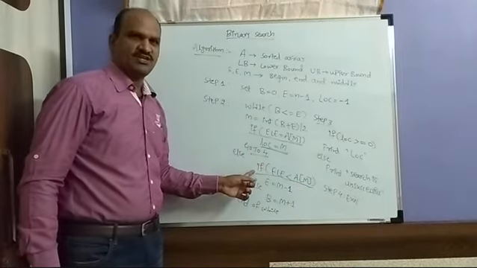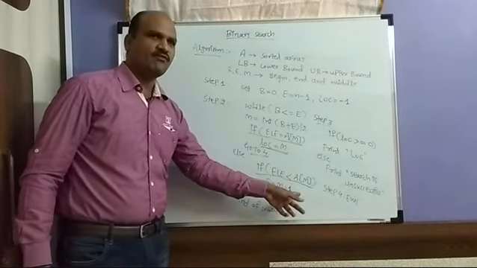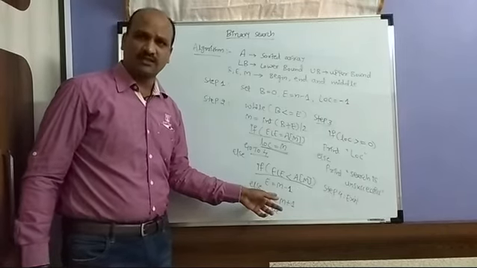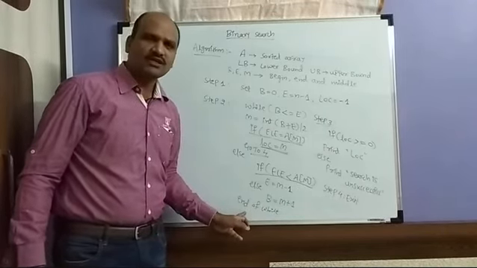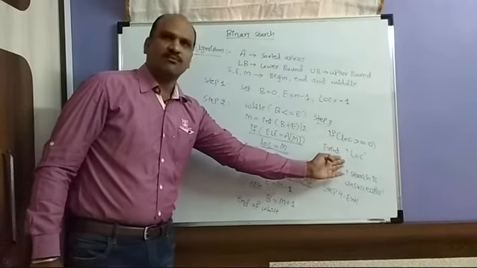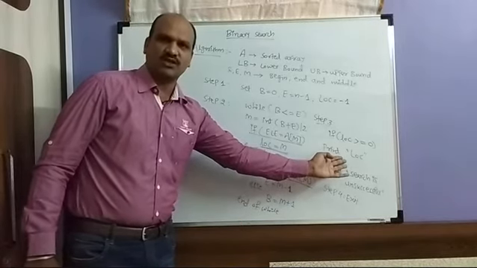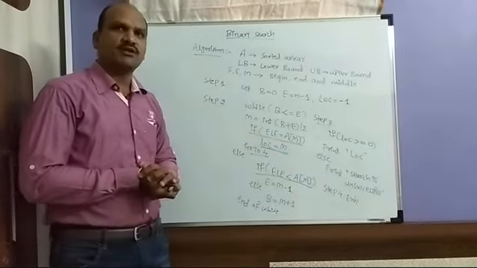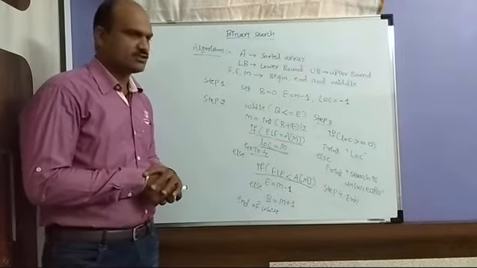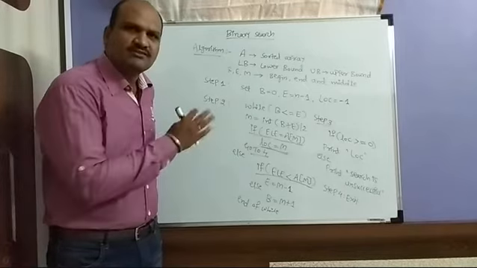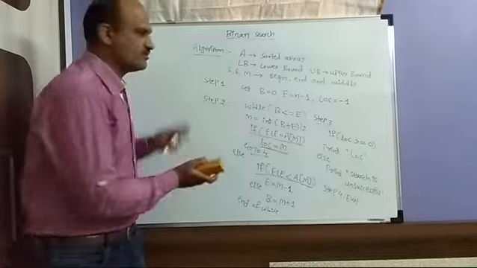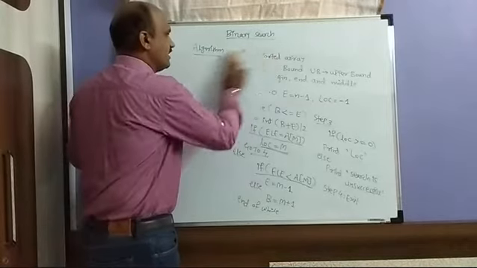Otherwise, the condition: if the element is less than A of M, it will go for the left hand side. Otherwise, it will go to the right hand side. Then you have to write the present position or the location in the array. Okay, so this is a very simple algorithm for the binary search. Now we will go for using this simple algorithm. We will write the program for searching the location of an element.